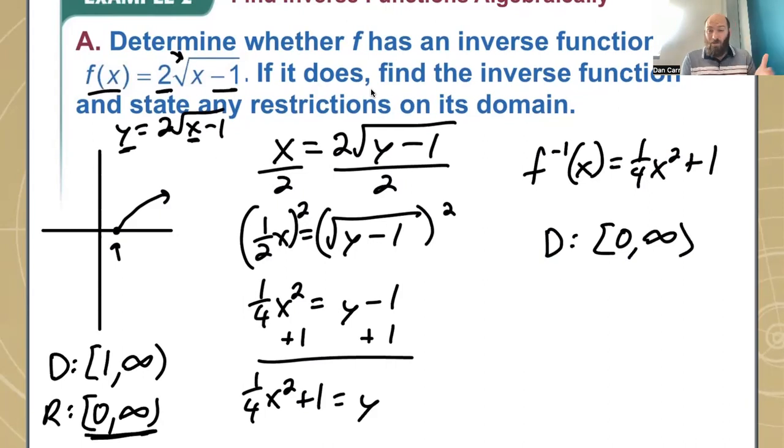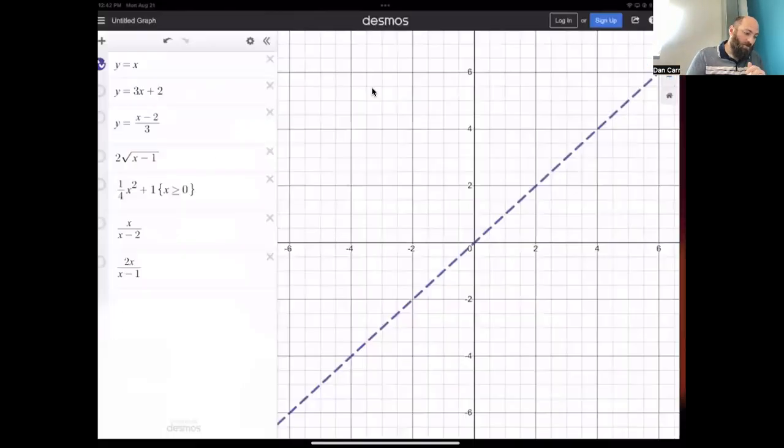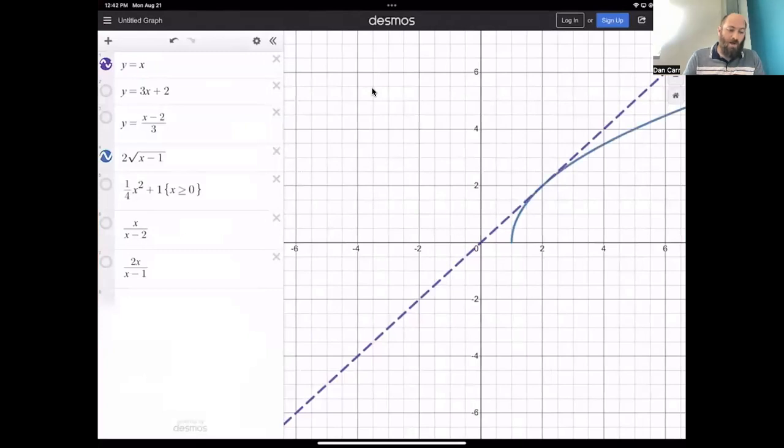Okay, so let's take a look at what that looks like. So I'll go to Desmos right here. Here's my original function right here. So there's my original radical function. And then here is my inverse function. You see how it crosses at that point that is sharing on the y equals x line, it's flipping over.